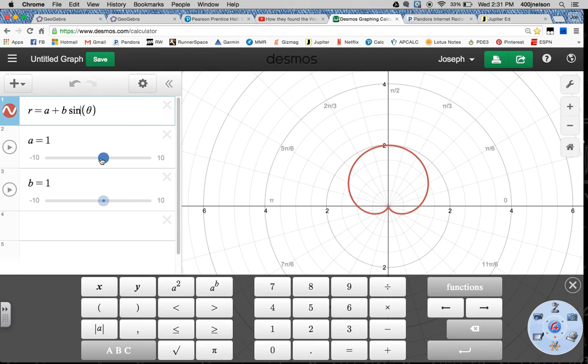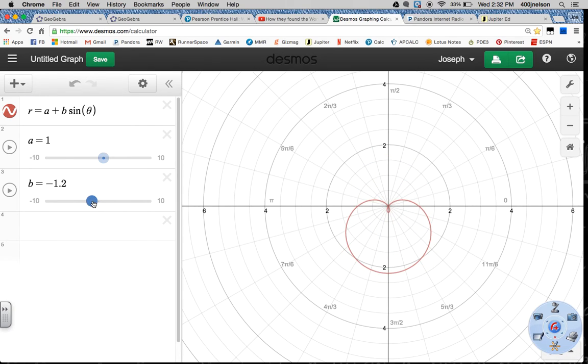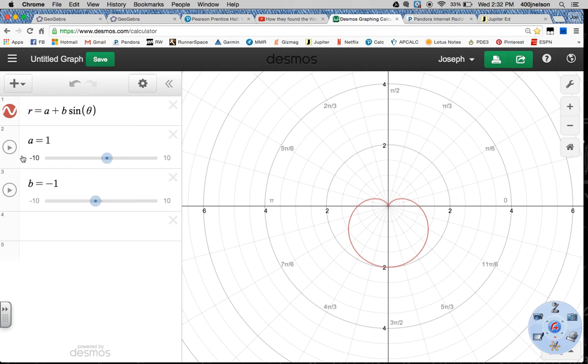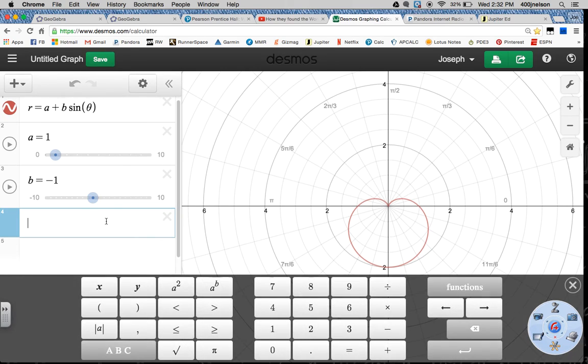If I let A be 1 and B be 1, notice I get that cardioid. It kind of looks like an upside down heart. So let's make this -1. All right, so if I make B -1, I'm going to change this. Oh, A is never negative, so A goes from 0 with a step of 1. I'm going to change B from -10 to 10 with a step of just 1. I don't really want any decimals in this case.